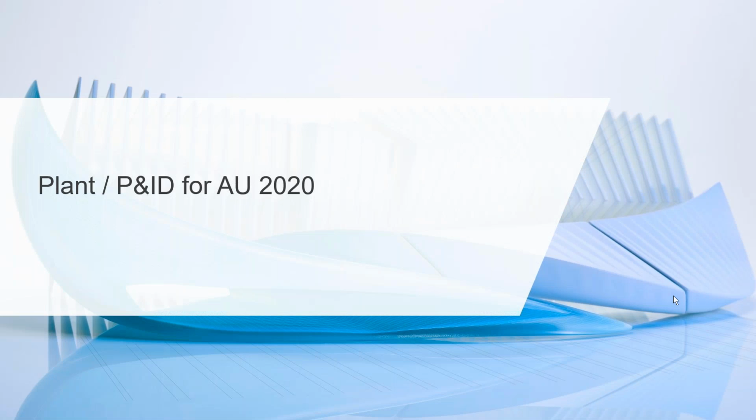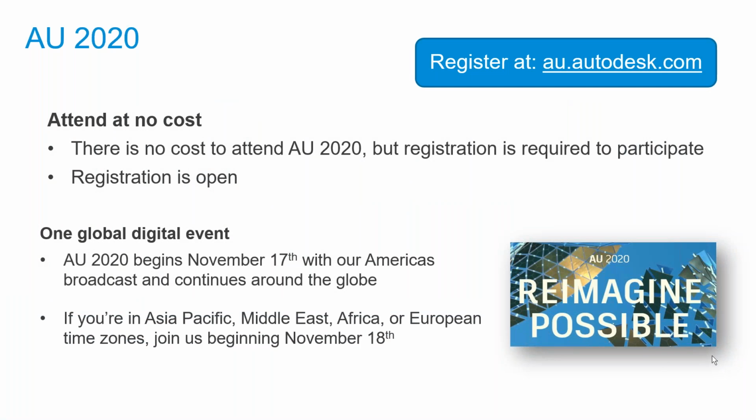So going into plant and P&ID classes for AU 2020, just to remind everybody, the registration for AU 2020 for Autodesk is open now. If you go to the AU website at au.autodesk.com, you can go ahead and register. You should be able to register all the way up until the event begins. There's no charge this year. There's no fee. Just go ahead and sign up.